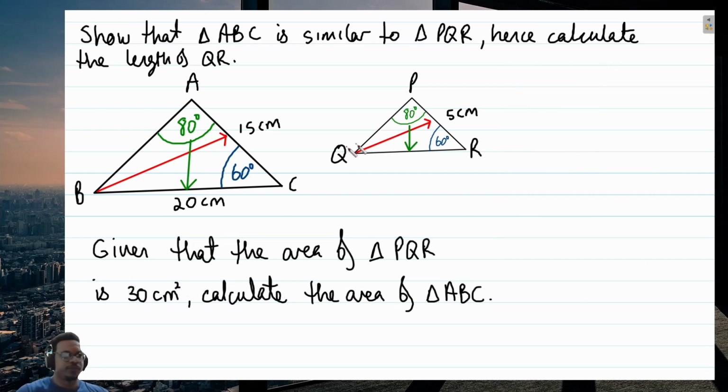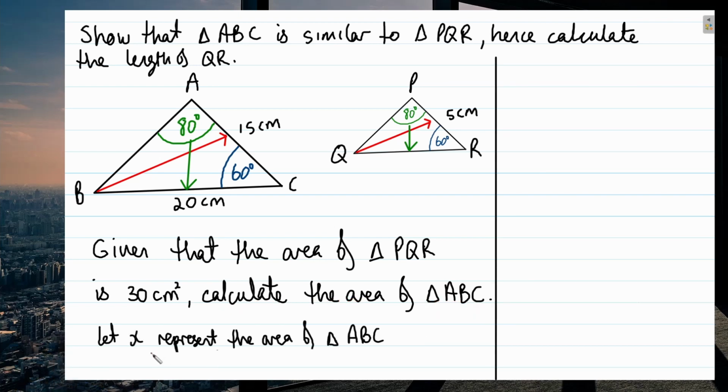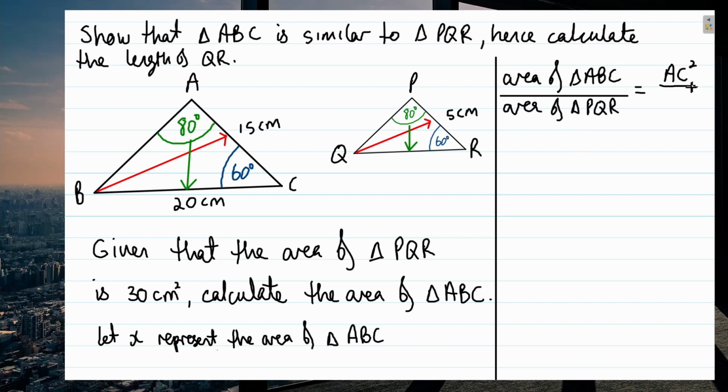Now that we have already proven that these two triangles are similar, we want to look at this question here. We're given that the area of triangle PQR is 30 centimeters squared. We want to calculate the area of triangle ABC. So before I start the question, I would make a substitution, and I'll let X represent the area of triangle ABC. I'm making the substitution because I want to calculate the area of triangle ABC. Now, seeing that I have the area of triangle ABC as the numerator, and then the area of triangle PQR as the denominator, I would write AC squared divided by PR squared.